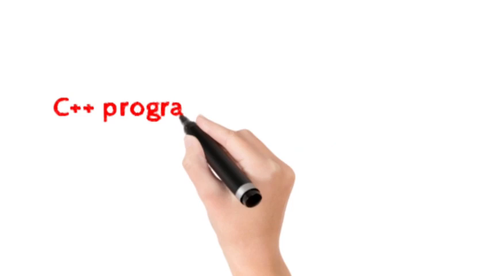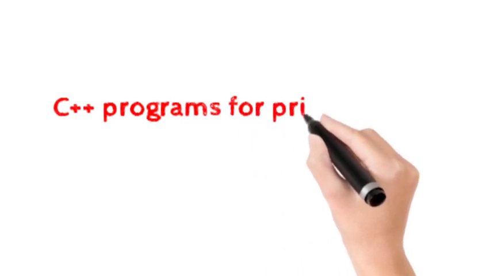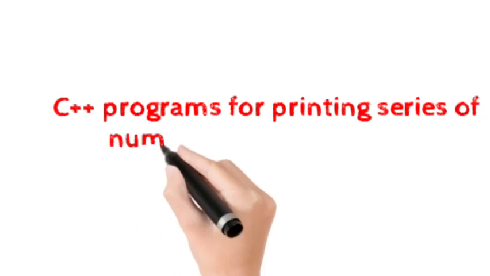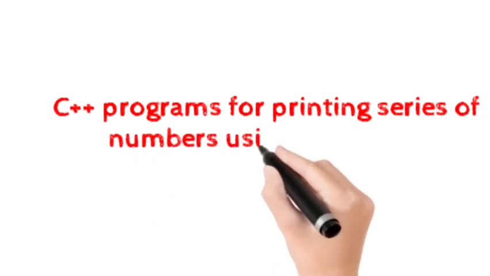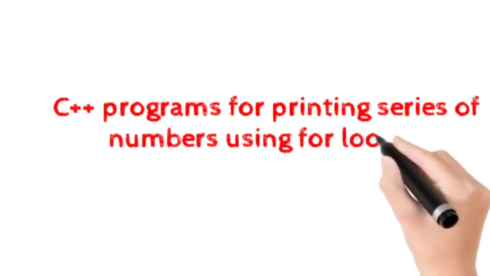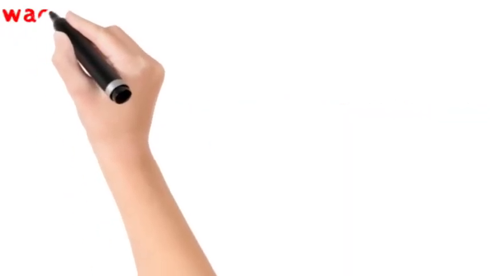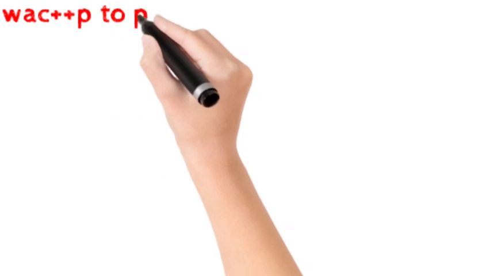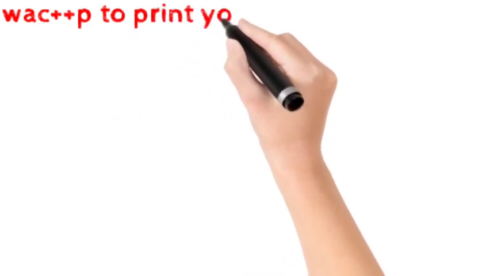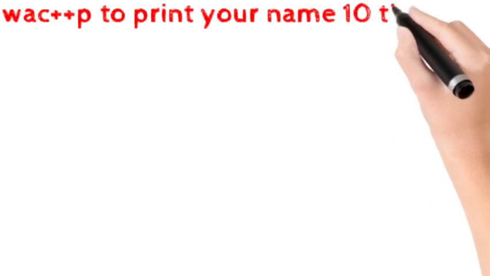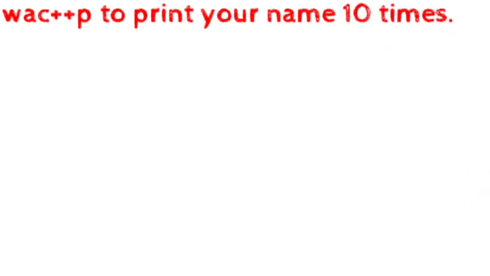In this video, we are going to see 5 programs which will teach us how a series of numbers can be printed using the for looping structure. So the first program we will do is to print your name 10 times. It will print any string, any content 10 times.